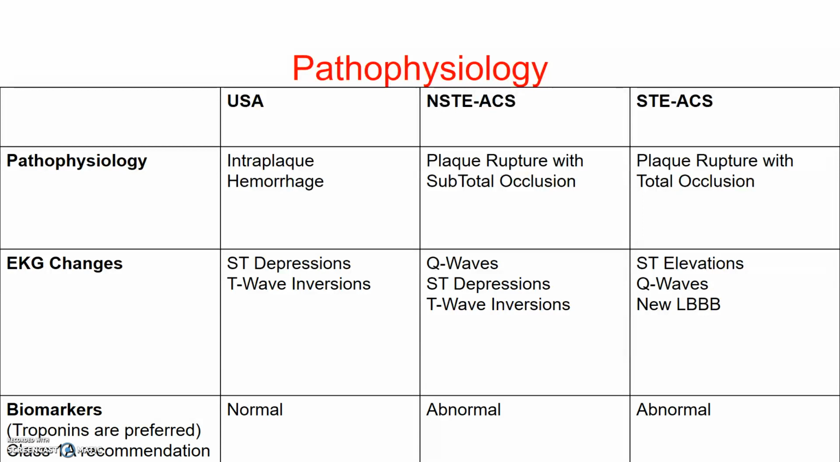The electrocardiographic changes in unstable angina are ST depressions with T-wave inversions. In non-ST elevation MIs, it is the development of pathologic Q waves, ST depressions, and T-wave inversions. And in ST elevation MIs, it is self-explanatory with ST elevations, Q waves, and the development of a new left bundle branch block. The biomarkers that are preferred are the cardiac troponins I and T. They are normal in unstable angina, abnormal in non-ST elevation MIs, and also abnormal in ST elevation MIs.